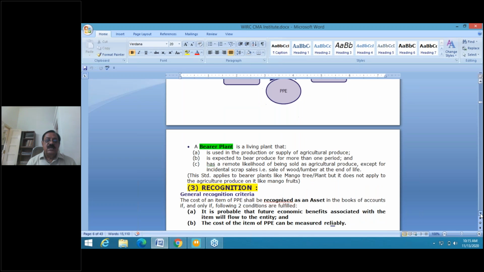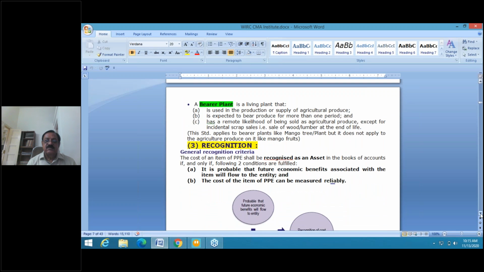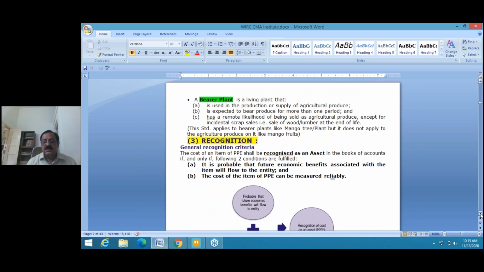Okay friends, now another definition which is perhaps new for you, a bearer plant. We have seen biological assets are not considered under this Ind AS, but a bearer plant is considered under this Ind AS. What is bearer plant? It is defined as a living plant that is used in the production or supply of agriculture produce.